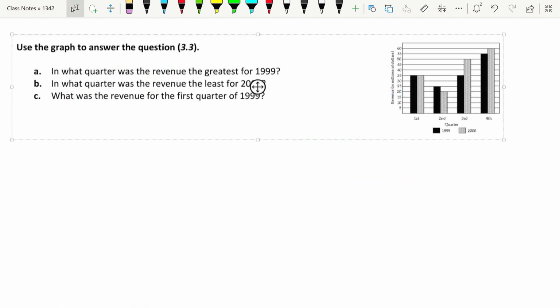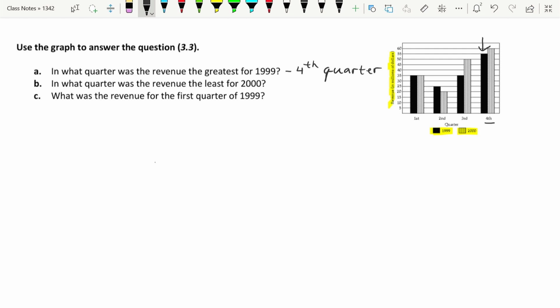On this one, it's giving us a bar graph, a double bar graph, and asks a few questions about it. For instance, it says, in what quarter was the revenue greatest for 1999? Well, notice how we've got the revenue, which is listed on the vertical axis up and down, and then down here at the bottom are the colors that are used for the different bars. The first bar with the darker color is 1999, and the lighter colored one is for 2000. So we just basically need to look for which one was the highest for 1999. We'll see that one over here in quarter 4. Here at the very end, that's the biggest bar for 1999.